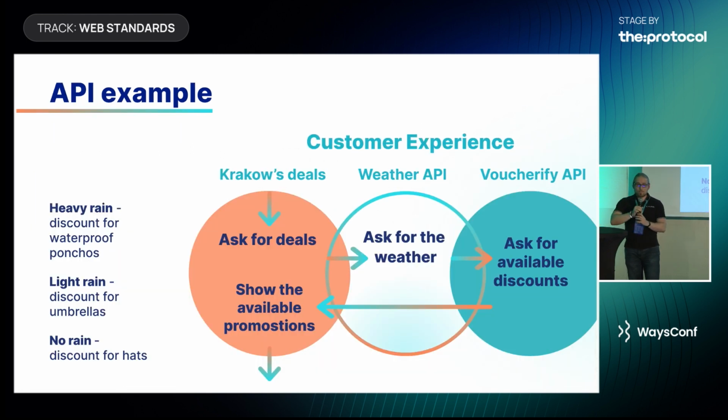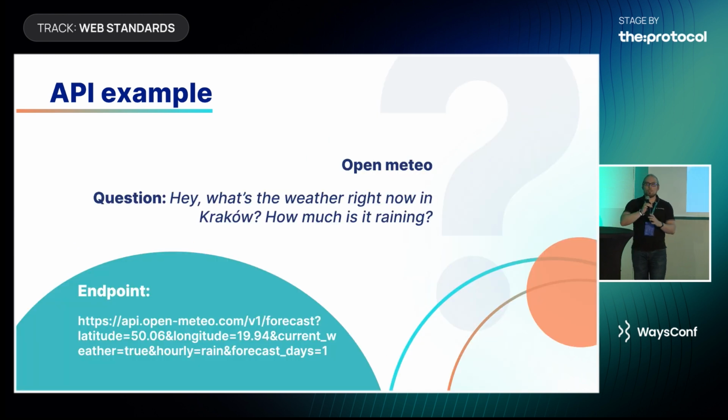And to show an API example, let's see how this would work, what the API looks like, what you can do with that API, and how you can visualize the API response to your customers. Let's say we want to send out a request that will bring a different promotion depending on how much it is raining right now. So you can ask, for example, OpenMeteo, which is free for a specific number of API requests: hey, what's the weather in that specific place? What's the weather in Krakow? How much is it raining?